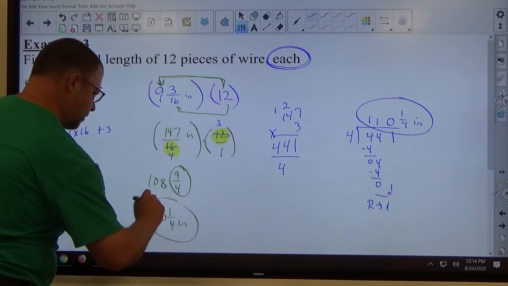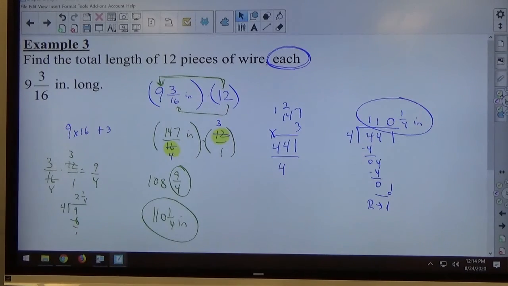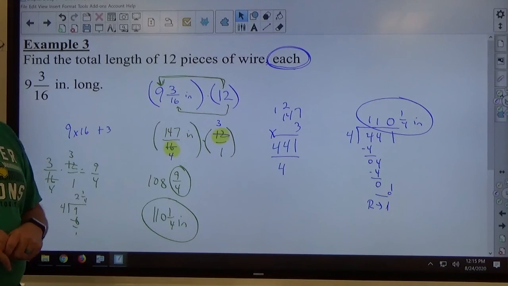That looks a little easier actually. And again, it only works if it's times a whole number. If it's times another mixed number, then you've got to do whole number times both, fraction times both, and it just gets to be really messy. So the improper fraction technique's more common in this scenario.